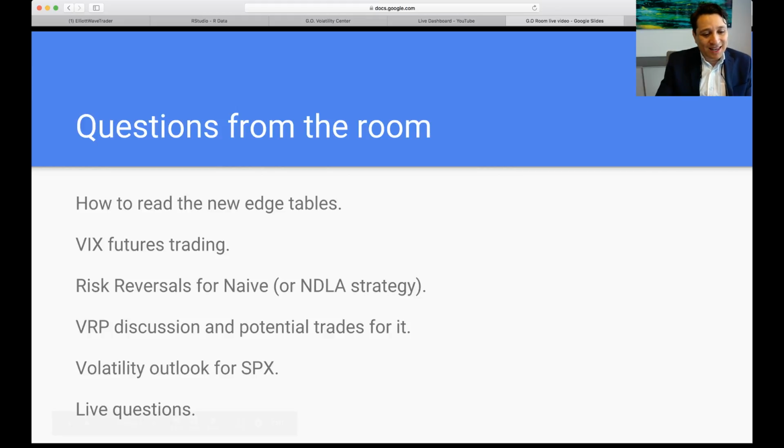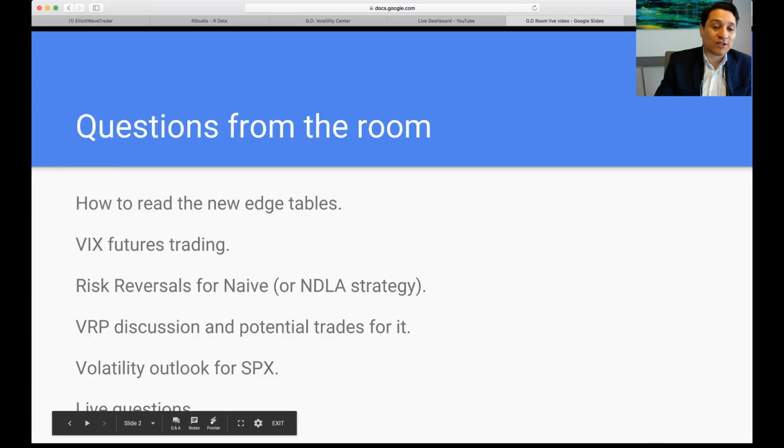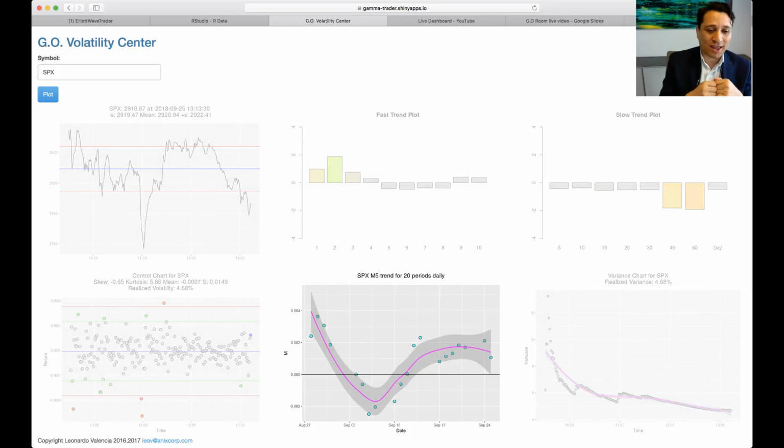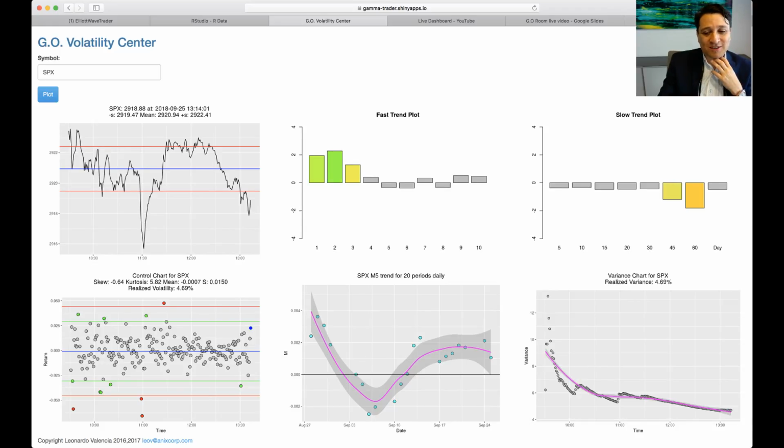Finally, let's look at the volatility outlook for SPX. That was another question I got. For that, let's look at the volatility center. What are we seeing today first, and then I look at longer term. Today, let's focus on this area, which is the variance chart for SPX.